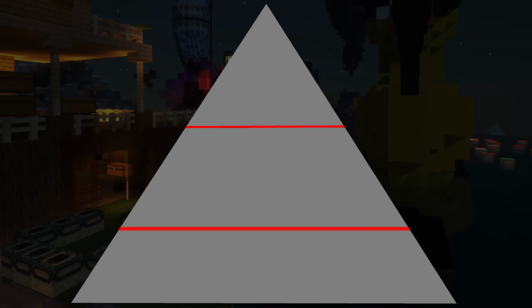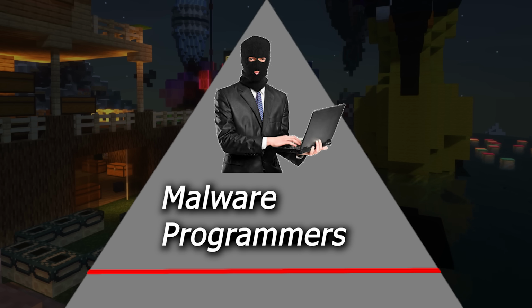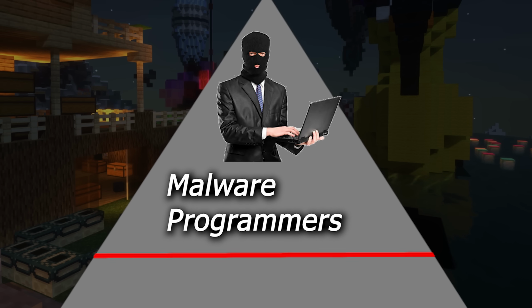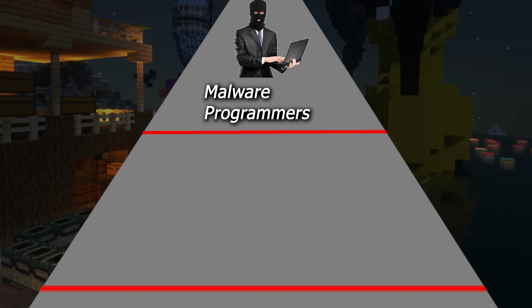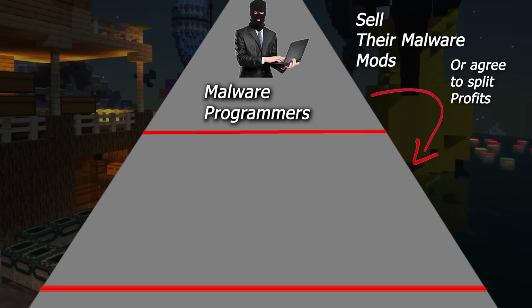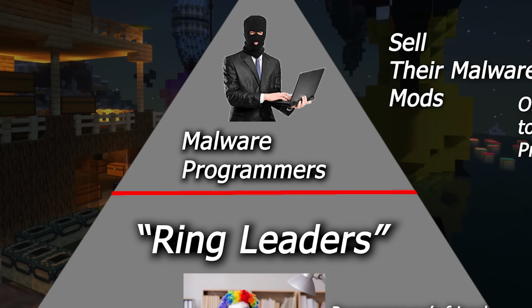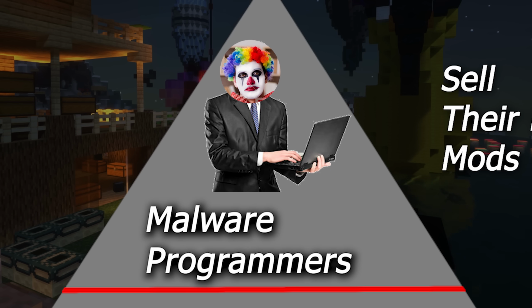So let me explain to you the structure of this entire operation. The whole thing works sort of like a pyramid scheme. At the very top will be a very small group of malware programmers who actually make the malicious mods that are sent out to people. Then, these malware programmers will sell their mod or agree to split profits with a larger group of people, who usually are their friends or their server admins, which I'll refer to as ringleaders. Sometimes, the programmers can also be their own ringleaders, but it depends case by case.